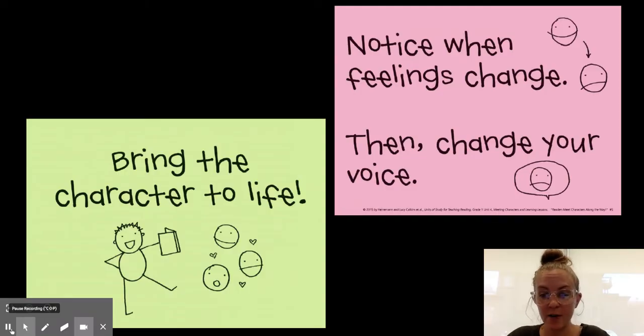So today and every other day, I want you to remember that when you're reading a story, you should bring the character to life by noticing when the feelings change and then changing your voice so that you sound more like how the character would be feeling. That makes reading much more exciting, and anybody listening to you read, or even if you're listening to yourself read in your own head, will feel a lot more interested in the reading adventure you're on. Go ahead and head on over to Flipgrid to try out bringing your character to life today.